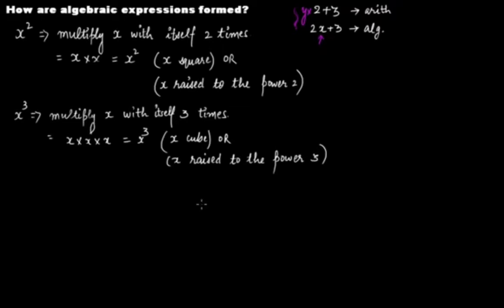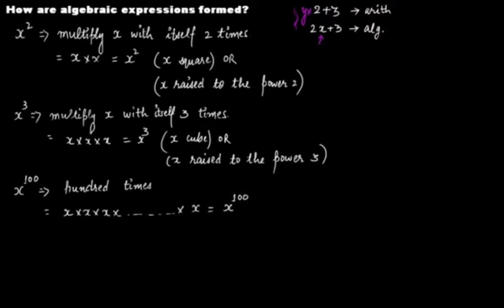In the same fashion, if it is x raised to the power 100, this will be multiplying x with itself 100 times. This is the way it has been formed. So this is x times x times x and so on, finally, let's say this is the 100th x. So multiply x with itself 100 times, and you'll get x raised to the power 100.